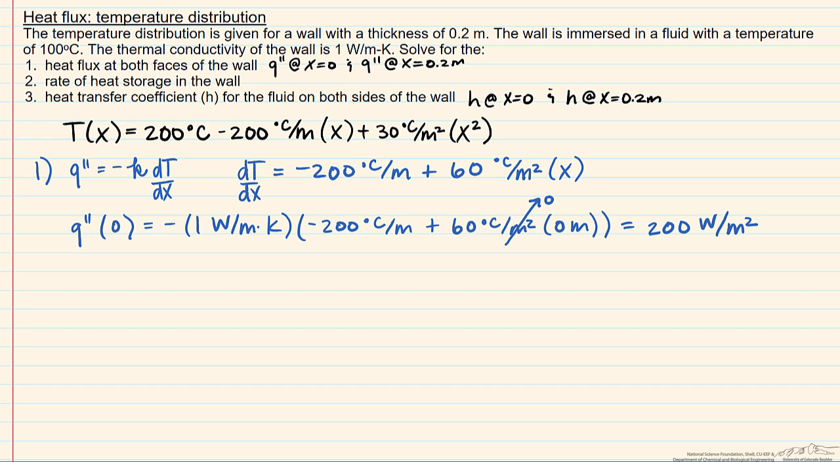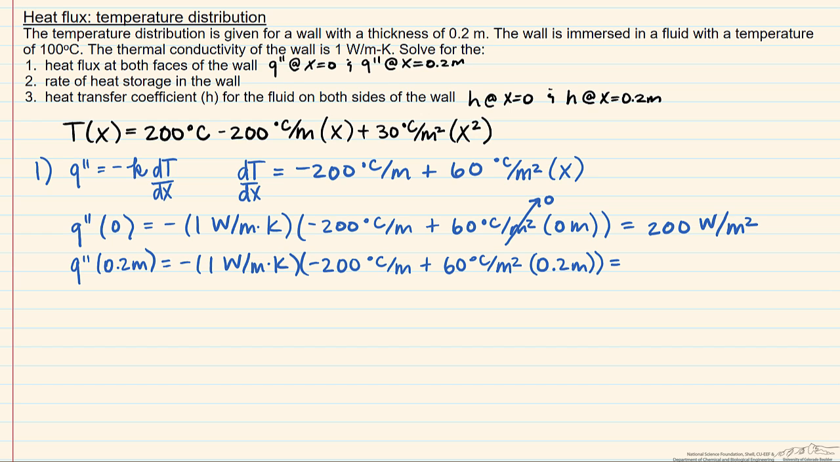Now, the reason the degrees C and the Kelvin cancel out is that we're dealing with temperature differences. So now let's solve for the heat flux at x is equal to 0.2 meters. To do that, we plug in the same values, but instead of plugging in x equals 0, we'll plug in x is equal to 0.2. This is equal to 188 watts per meter squared.